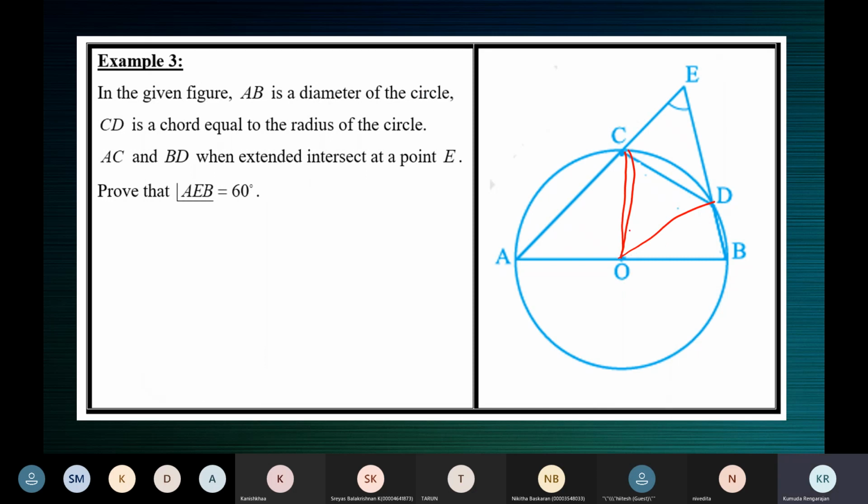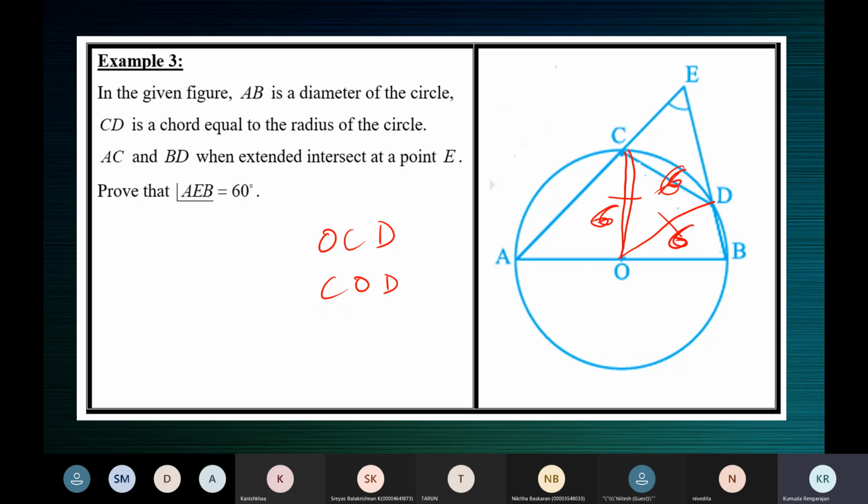Now what happens, the triangle COD is an equilateral triangle because OC is a radius, OD is a radius, and CD is not the radius, but its length is equal to the radius. Supposing the radius is 6, then CD is also 6. CD is a chord, not the radius, but its length is equal to the radius of the circle. So if the radius is 6, 6, 6, COD is an equilateral triangle.